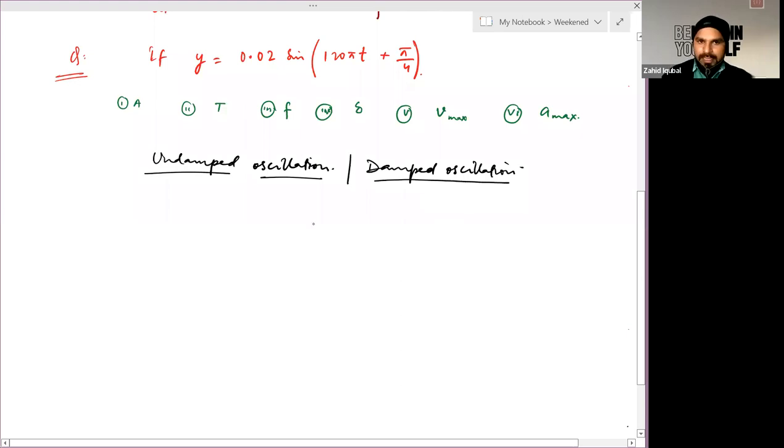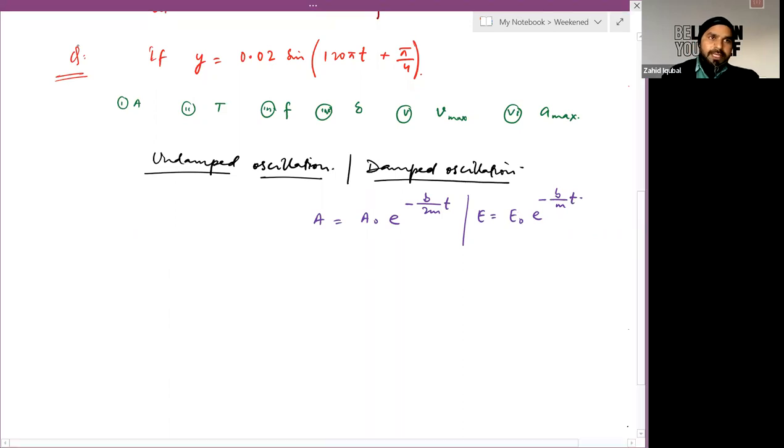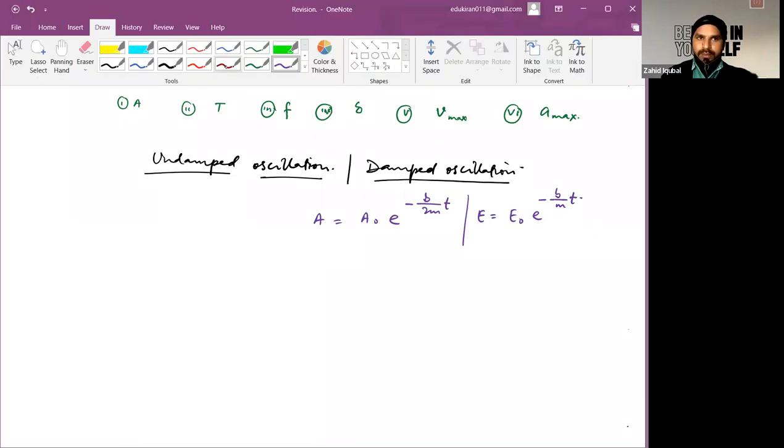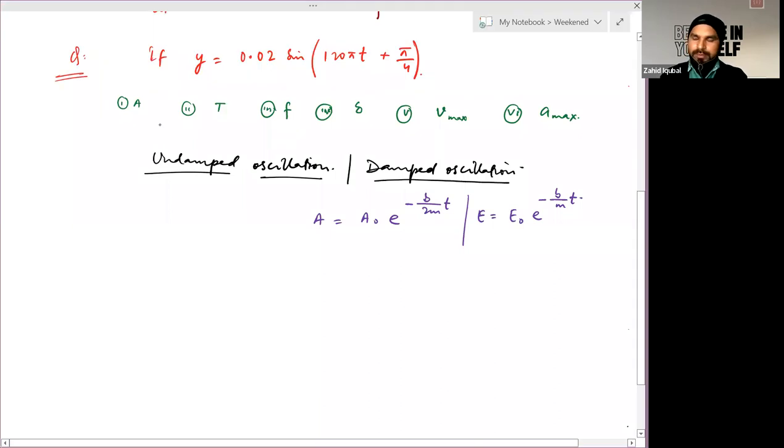In this part, we had amplitude equals A naught e raised to the power minus b over 2m times t. And similarly, we may write energy equals E naught e raised to the power minus b over m times t. So from this, you'll be asked to find the time in which the amplitude of the body becomes 1/3, 1/4, 1/5, and so on with respect to its previous value. So how to calculate these types of problems?